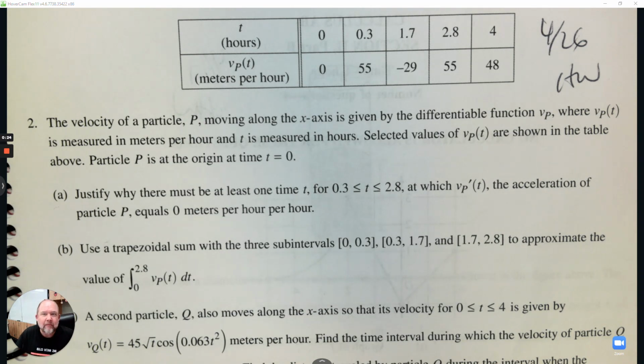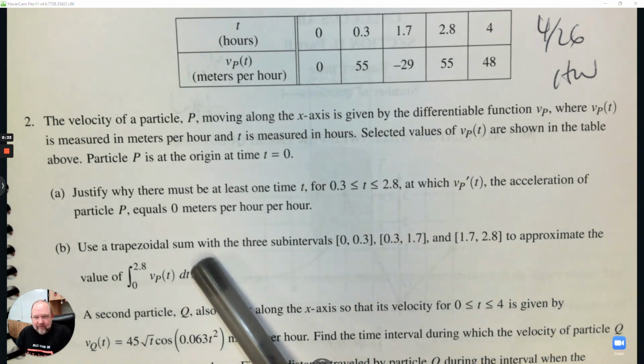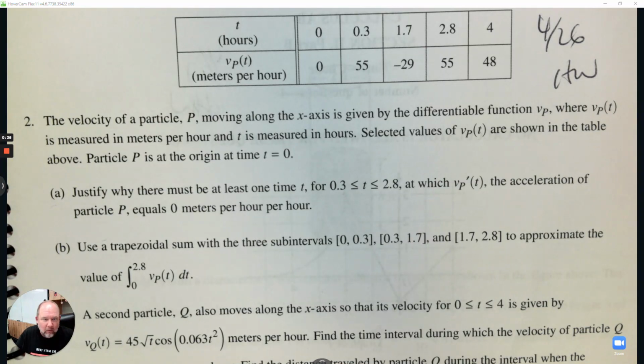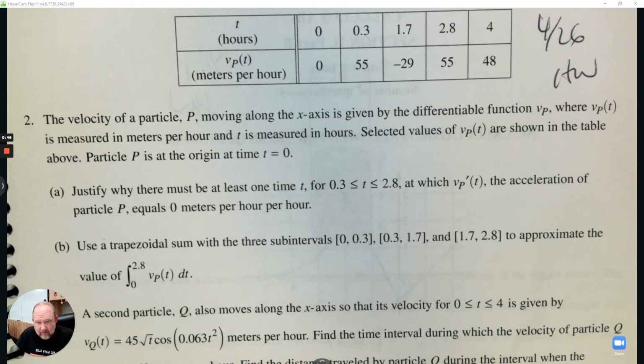All right, so the velocity of a particle p moving along the x-axis is given by a differentiable function there. And you see a table that's given. It says justify why there must be at least one time from 0.3 to 2.8 at which the derivative of the velocity, which is the acceleration, must equal 0 meters per hour.